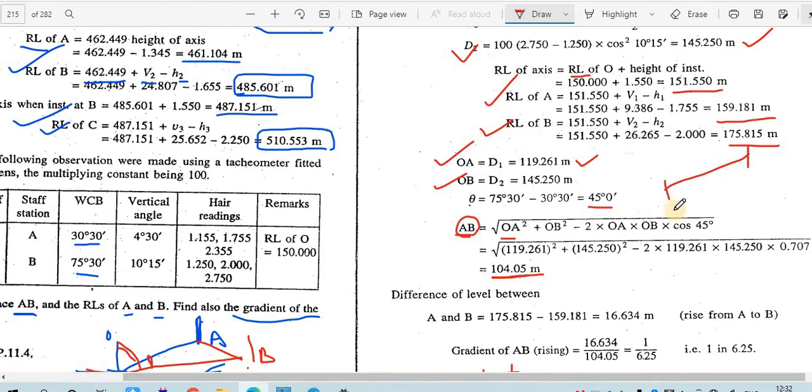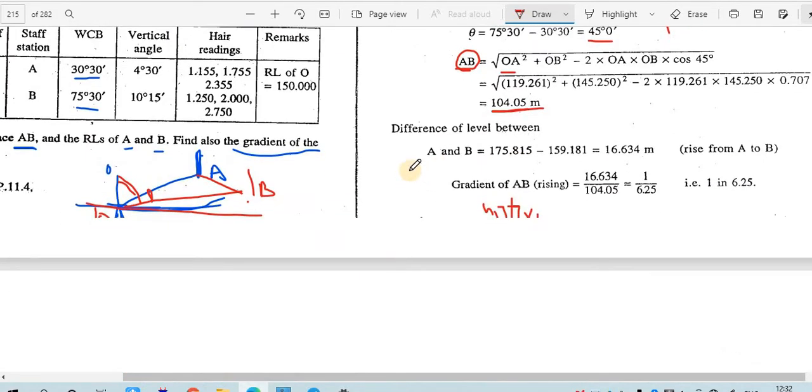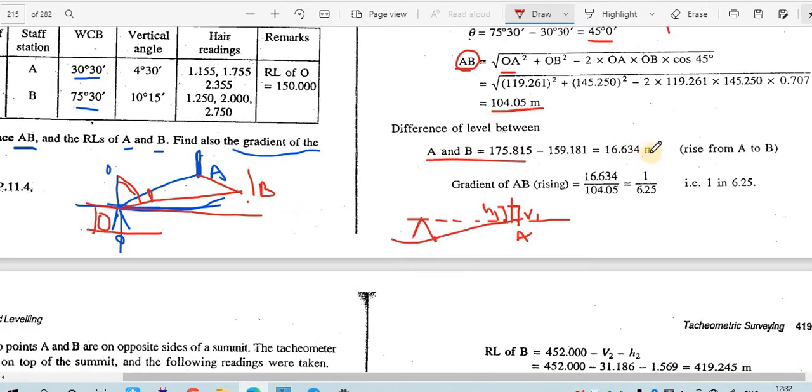Point A is below point B because the level is less over here and high over here, so it is a sloping ground. There is a rise from A to B, correct? Now we can calculate the gradient. Gradient is the difference of level divided by the horizontal distance.